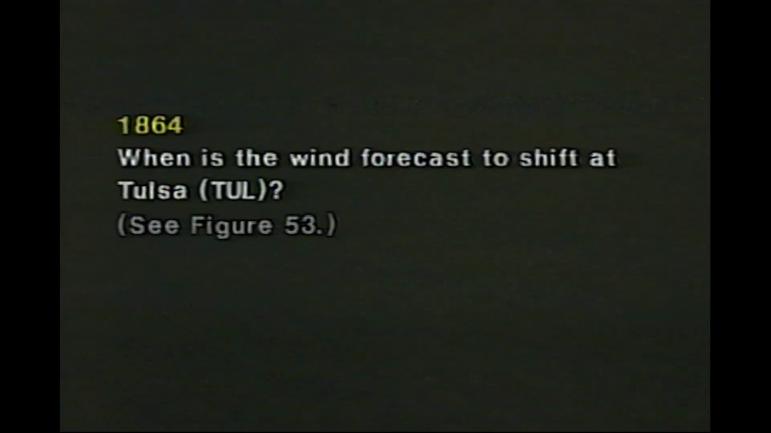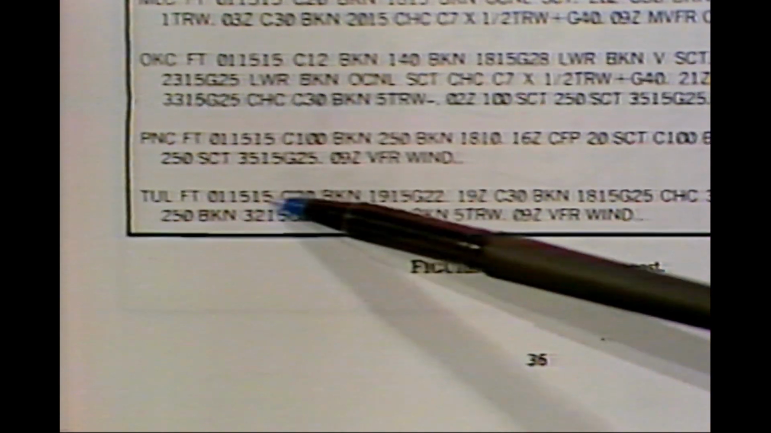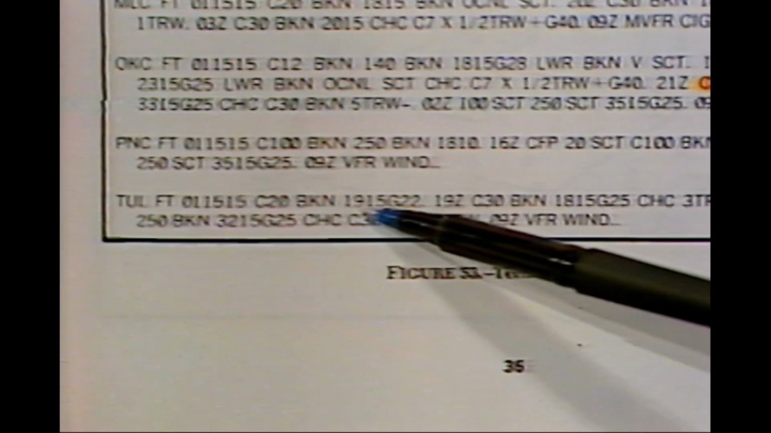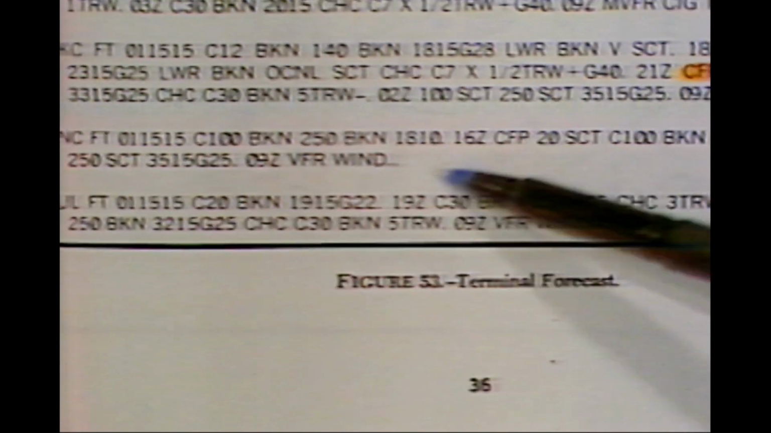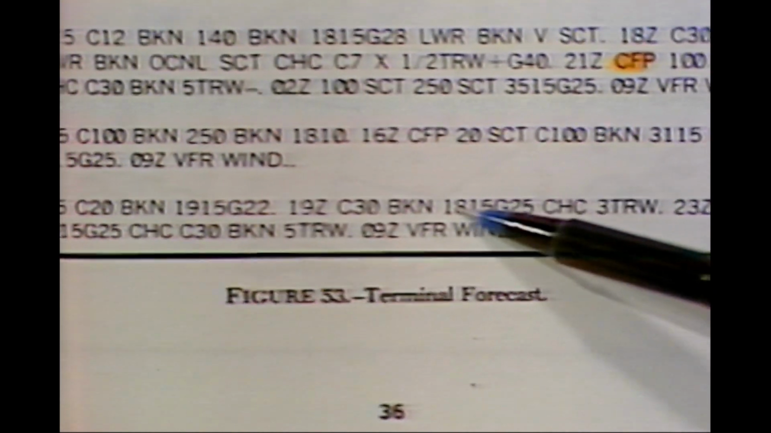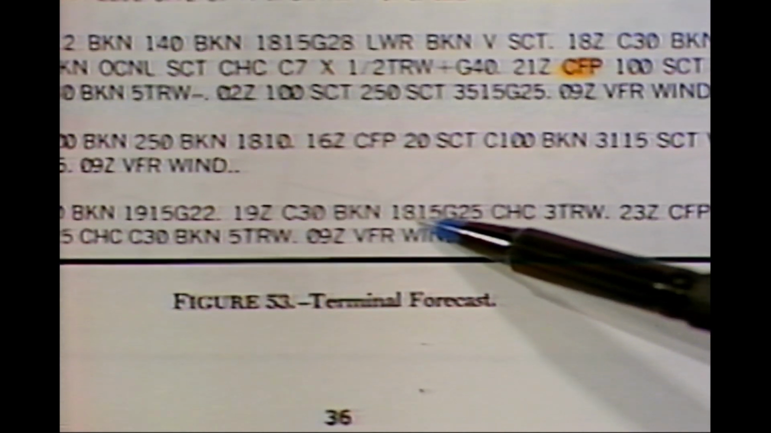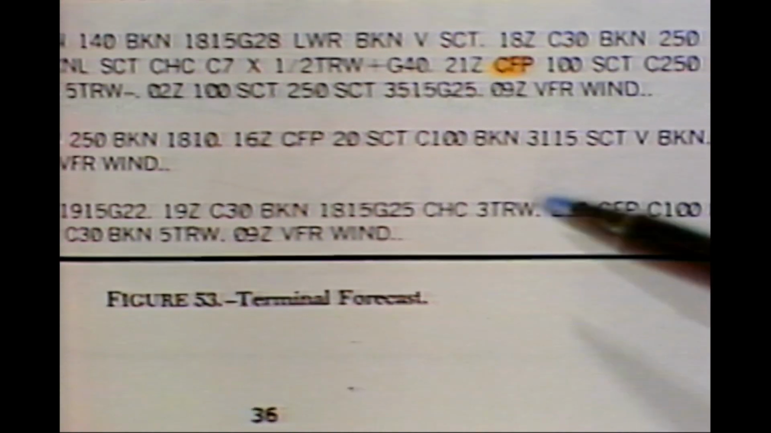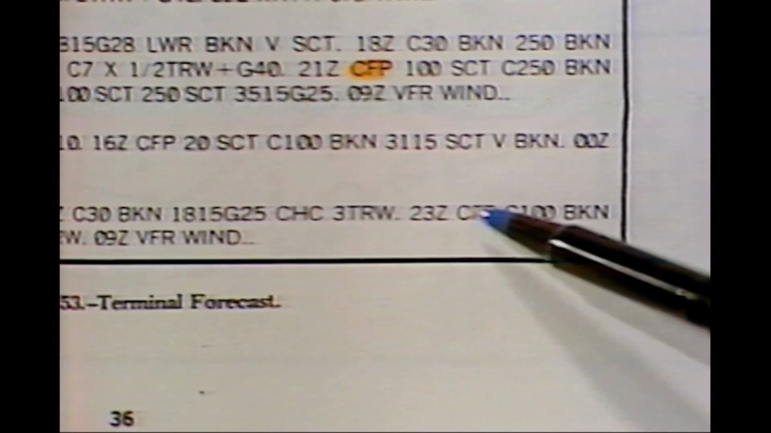864, when is the wind forecast to shift at Tulsa, TUL? Let's look at what it says for Tulsa in the terminal forecast, and we can see that at 15 Zulu, the winds are forecast to be 190, or basically out of the south. By 19 Zulu, the winds are forecast to be from 180, again, basically out of the south. Then by 23 Zulu, we're going to have cold front passage.